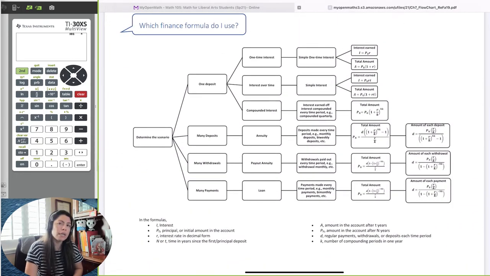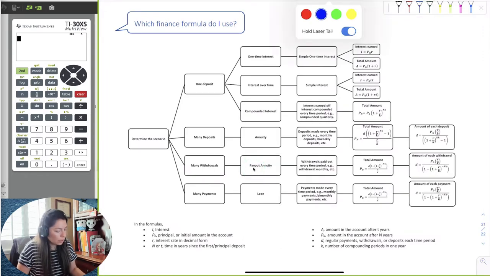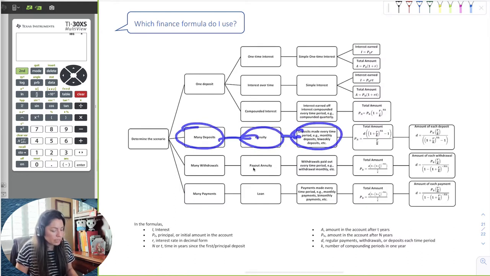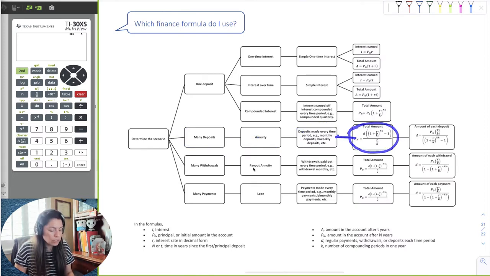It's really awesome because if you know that you're making, for example, many deposits, then I know that I'm going to have an annuity. And then I know I'm making deposits every month, every week, whatever. And the total amount is given to us by this formula. But if I needed to know the amount of each deposit, I put the formula and rewrote it.